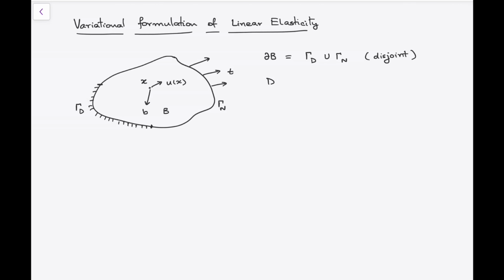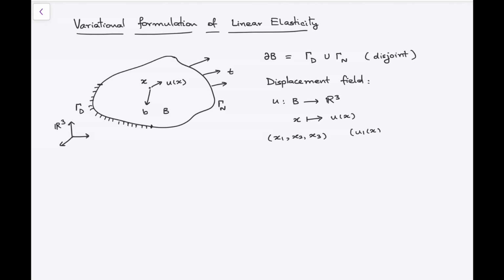Now our primary field variable will be the displacement at each point x, that is how much a point moves as a consequence of the forces acting on the body. The displacement field will be a function of the form u from B to R3, which takes a point x to the vector u(x), which has components u1, u2 and u3. So we will just use the standard Cartesian coordinate representation for our purposes.